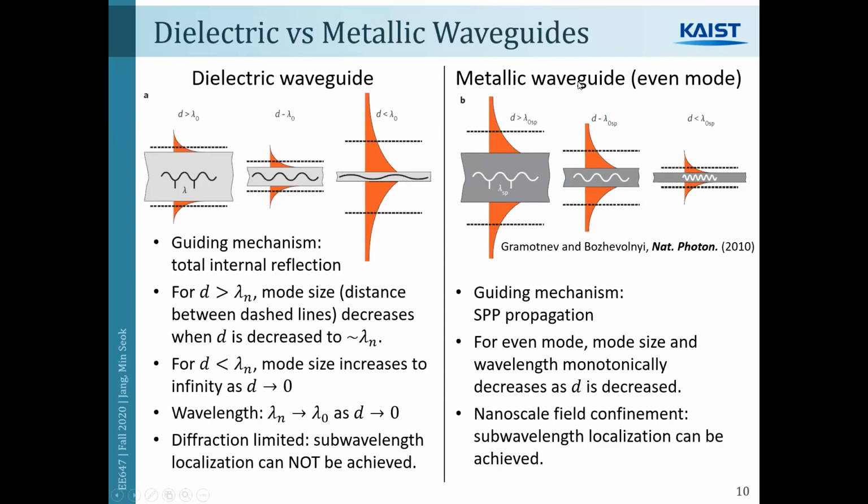But with a metallic waveguide, you can overcome that limit. If you have an IMI waveguide and you make it thinner and thinner, as you can see here, you can make the modes smaller and smaller, way below the diffraction limit. So this is one of the biggest differences between dielectric and metallic waveguides.